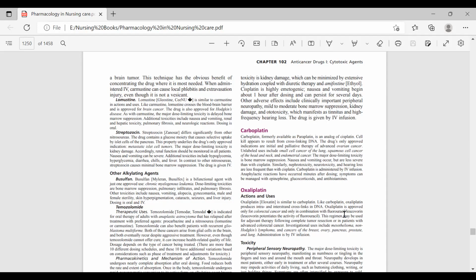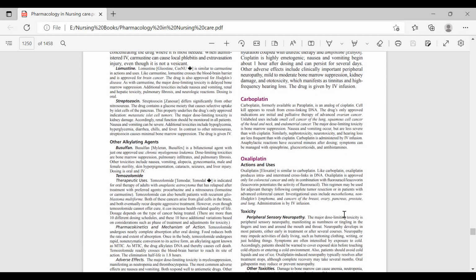Cisplatin is highly emetogenic. Nausea and vomiting begin about 1 hour after dosing and can persist for several days. The other adverse effects include important peripheral neuropathy, mild to moderate bone marrow suppression, kidney damage, and ototoxicity. The administration is IV, and ototoxicity manifests as tinnitus and high frequency hearing loss.